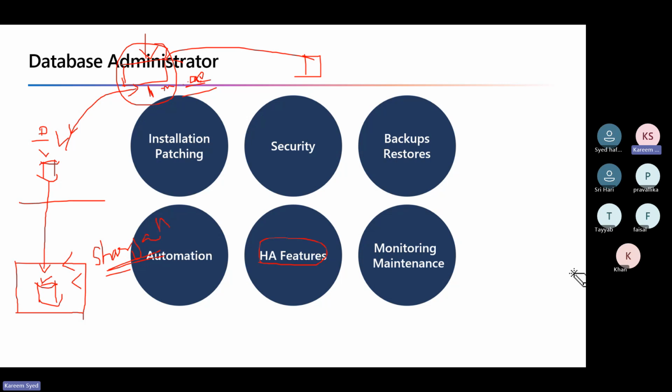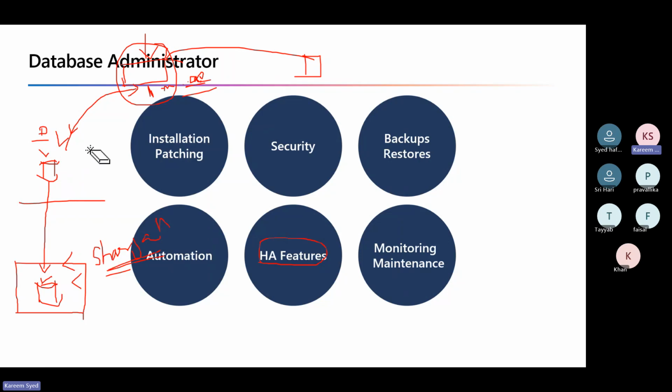These high availability features in SQL Server are log shipping, database mirroring, Always On. Mirror means as-is copy. These are the high availability features in SQL Server to maintain an as-is copy of the database in a different server, in a different location.